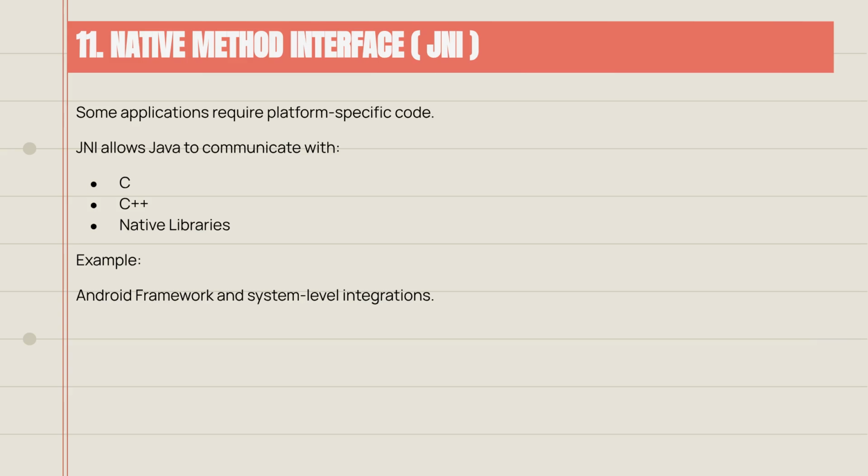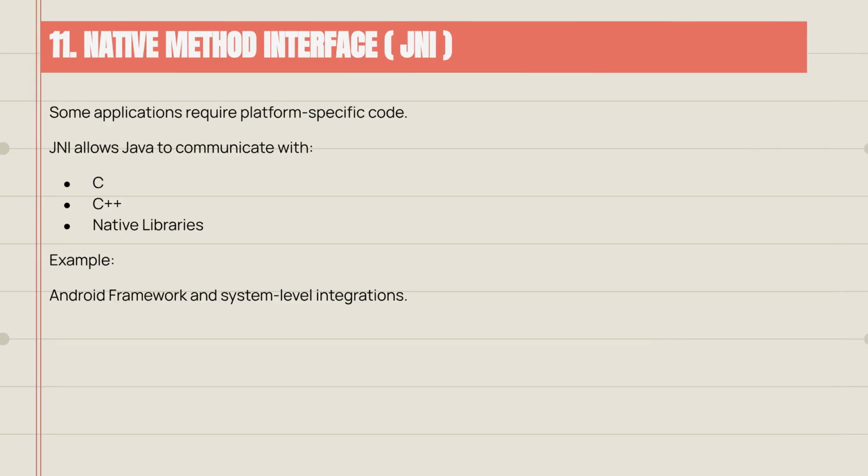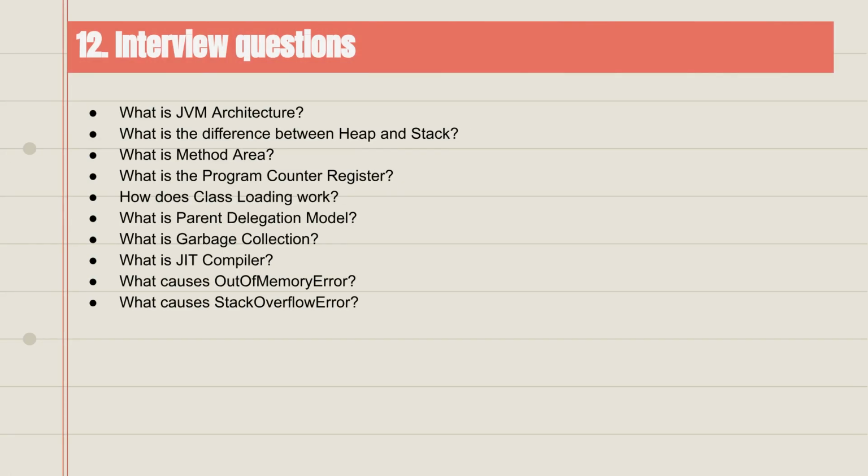The Native Method Interface, or JNI, allows Java to communicate with platform-specific code, such as C or C++ libraries. This is essential for system-level integrations, like those used in the Android framework. Mastering these concepts prepares you well for technical interviews.